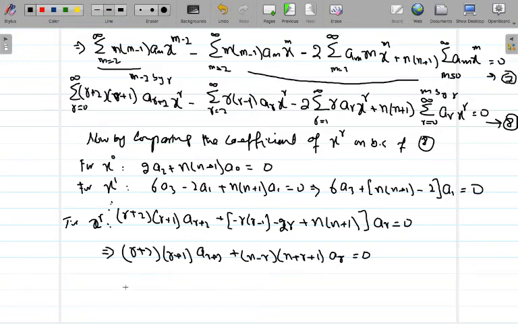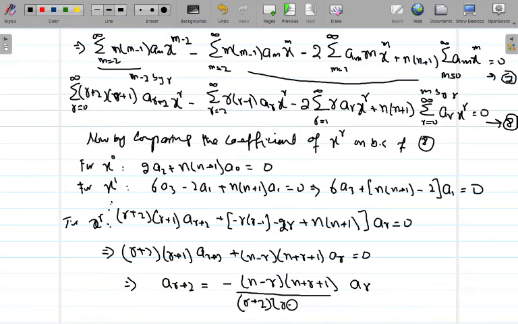So, more simply, we can get a r plus 2 equal to, while changing this to the right side, this will be negative n minus r, n plus r plus 1, a r, dividing by r plus 2, r plus 1 on both sides, so we can get a r plus 2 equal to that over r plus 2, r plus 1. This is equation 9.